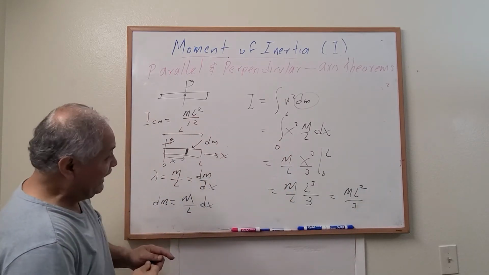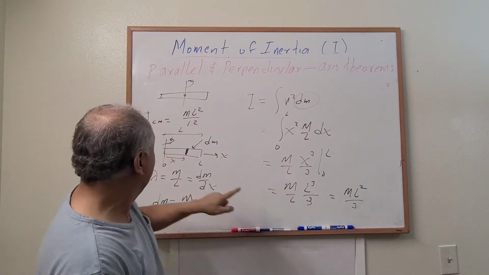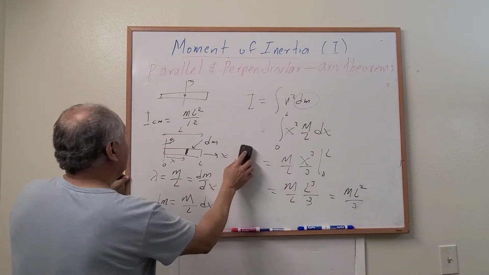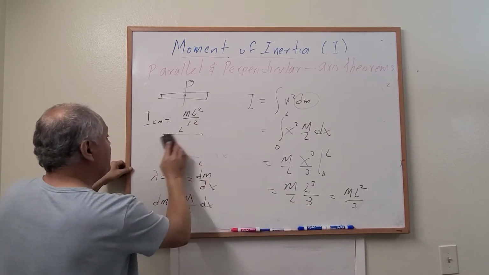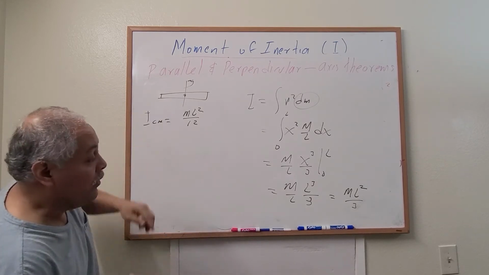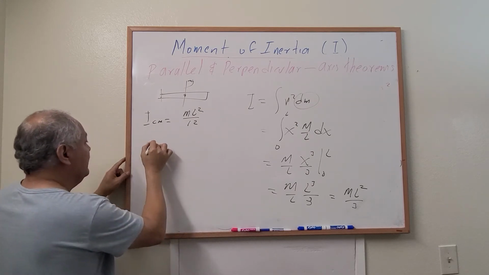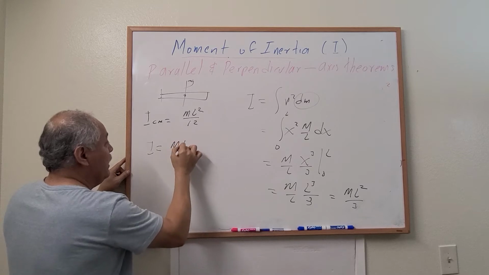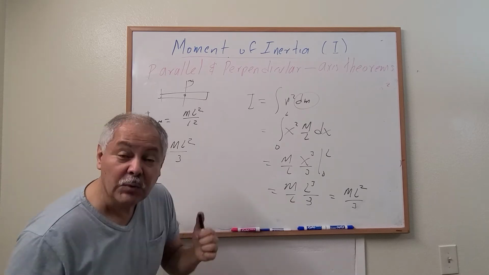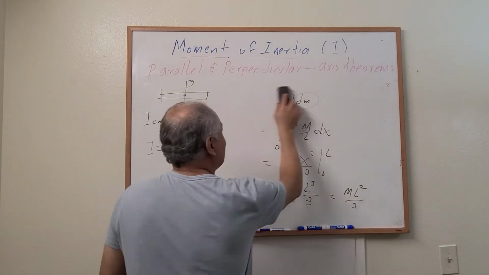Okay, now let's use the parallel axis theorem to prove this one. So we found using this technique that the moment of inertia for this rod through this axis of rotation is equal to M L squared divided by 3. Now let's see if we can get the same result when we use the parallel axis theorem.